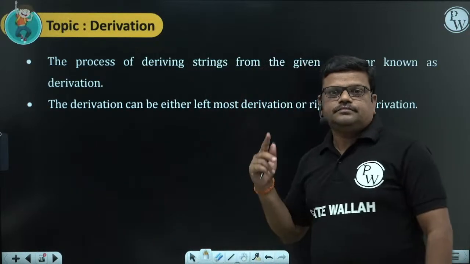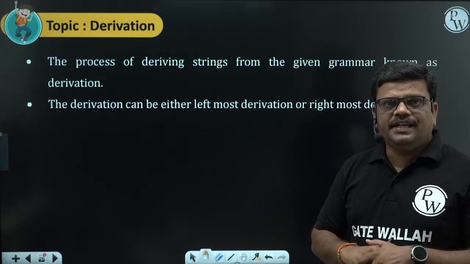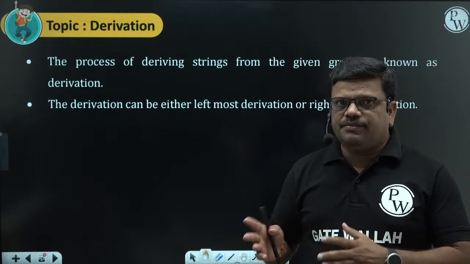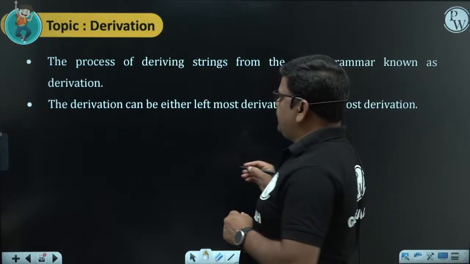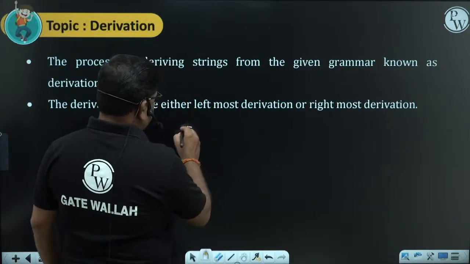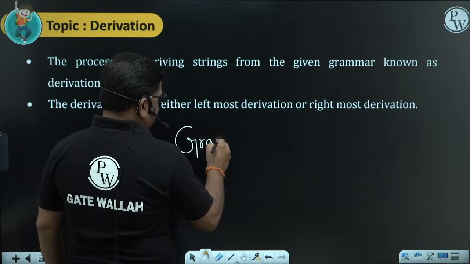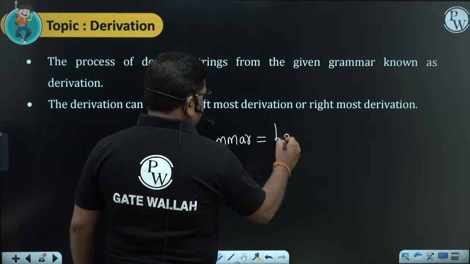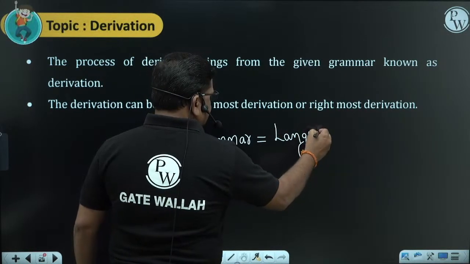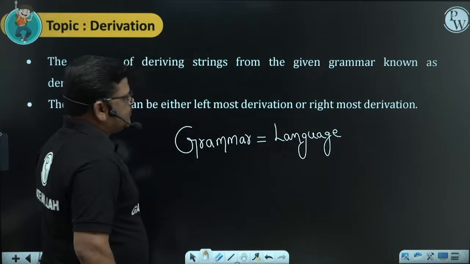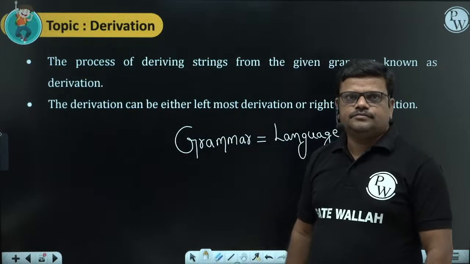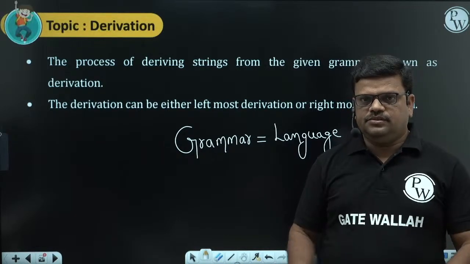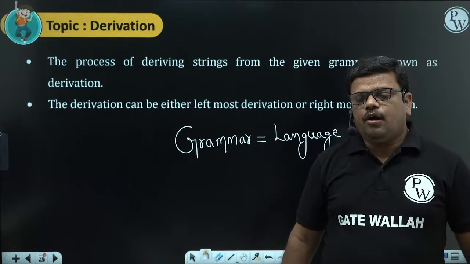Whenever a grammar exists, the grammar generates a language, so there is definitely an equivalence between language and grammar. If you have a grammar, a language exists for it. For every grammar, a language exists, and for every language, a grammar exists. This is the equivalence. So whenever a grammar is given, how do we identify the language of that grammar?